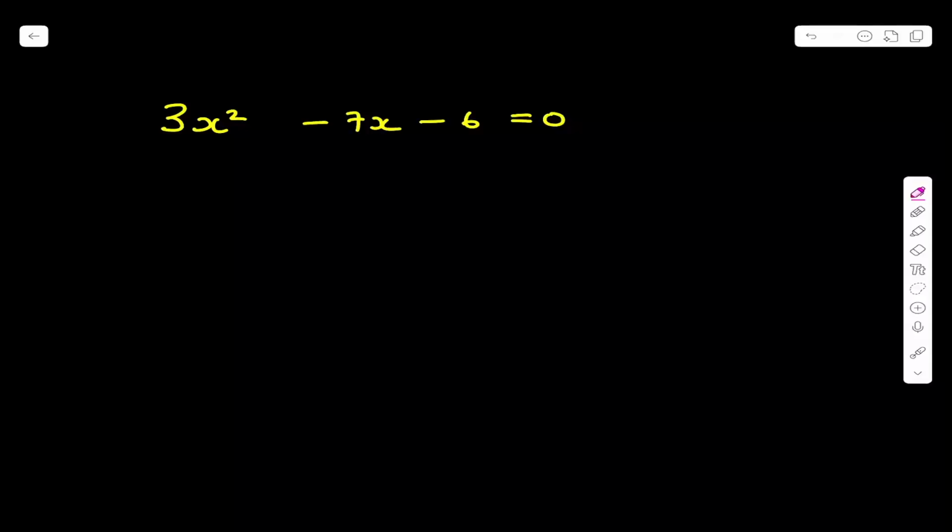Hi, welcome back. Do you reckon you know how to solve this if I gave you this quadratic equation? So you've got 3x squared minus 7x take 6. So let us try to factorize this.